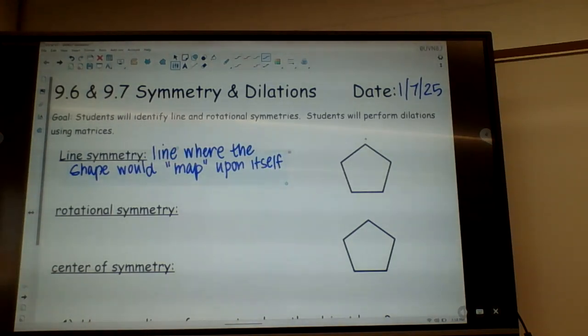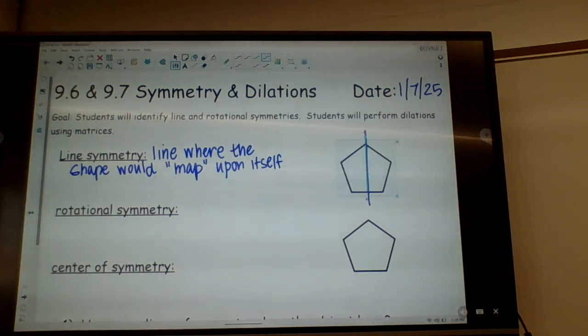So for instance, across this pentagon here, there's a line of symmetry right down the center. So if I folded my shape in half there, the object would map upon itself, and what that means is if I folded it, it would fold perfectly, where it would have no overlapping pieces at all. But this isn't the only line of symmetry this pentagon has.